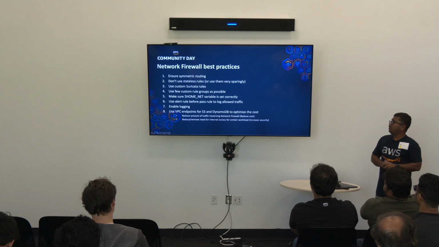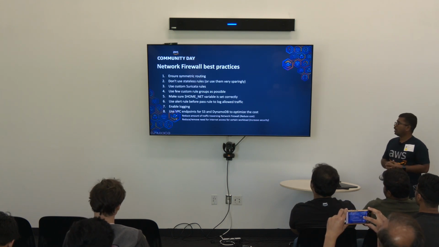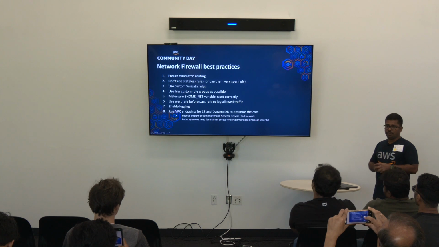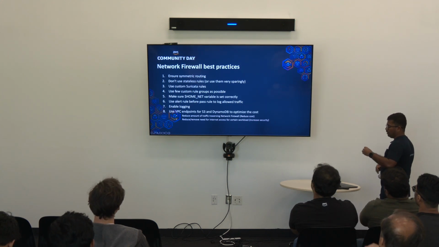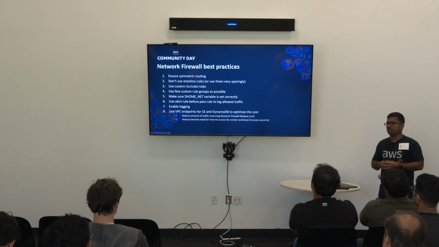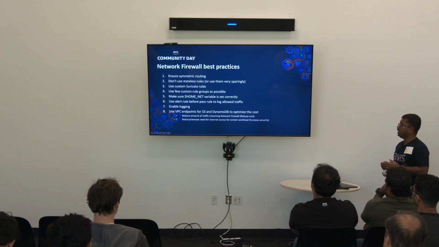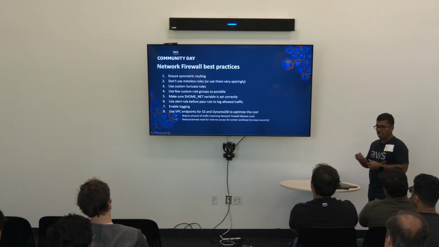These are some of the best practices when you are deploying a network firewall in your environment. Ensure you enable symmetric routing, meaning if the traffic goes out from the VPC, the same way the traffic should come back. If you go asymmetric, then the network firewall will drop the traffic. This is applicable when you are placing the firewall between the NAT gateway and the workload.